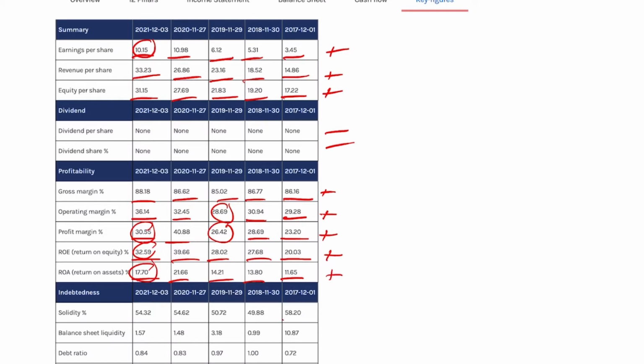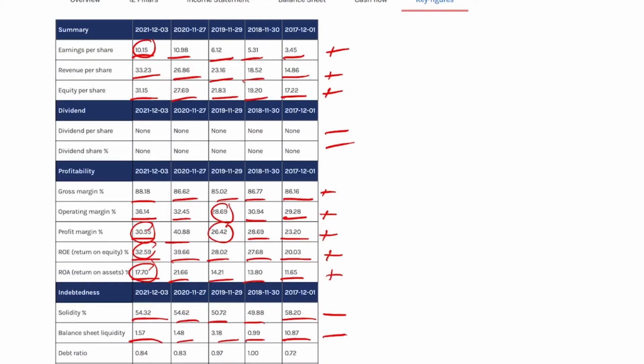Solidity went from 58% down to 54%, and basically solidity tells you about a company's financial strength for the long term, and we can see that these numbers have been fluctuating a bit, but overall trend is negative. Balance sheet liquidity went from 10.8% down to 1.5%. We can see a bit of fluctuation here, but the overall trend is negative.